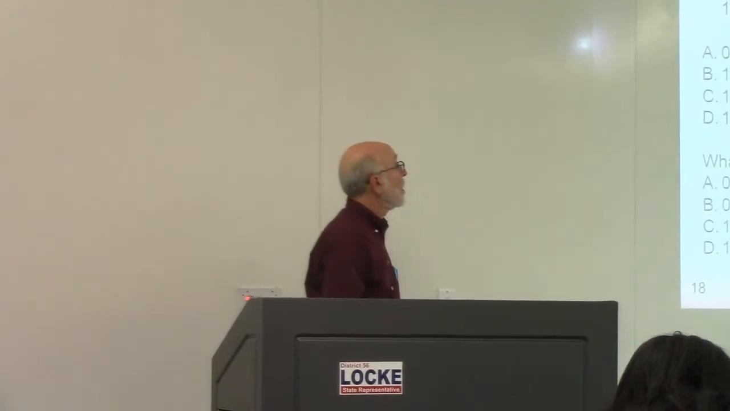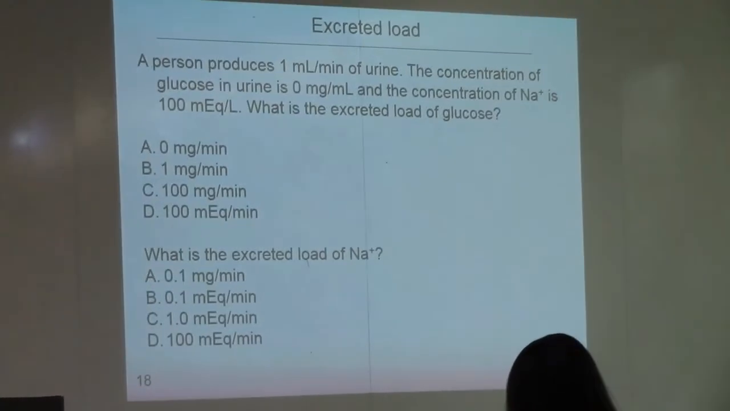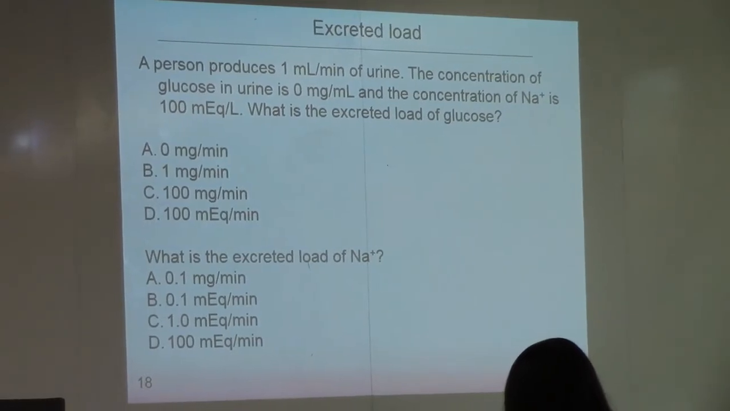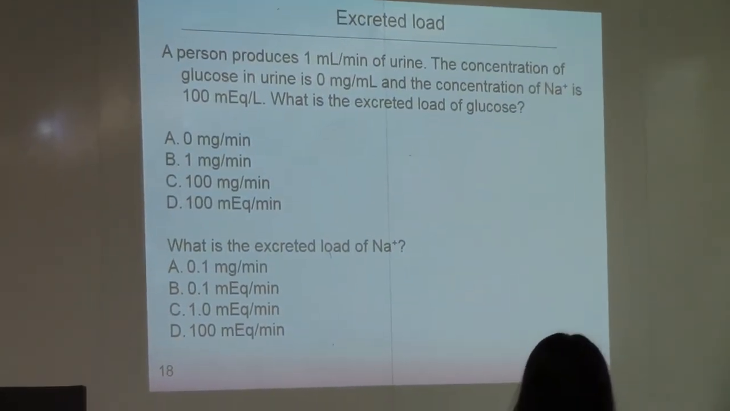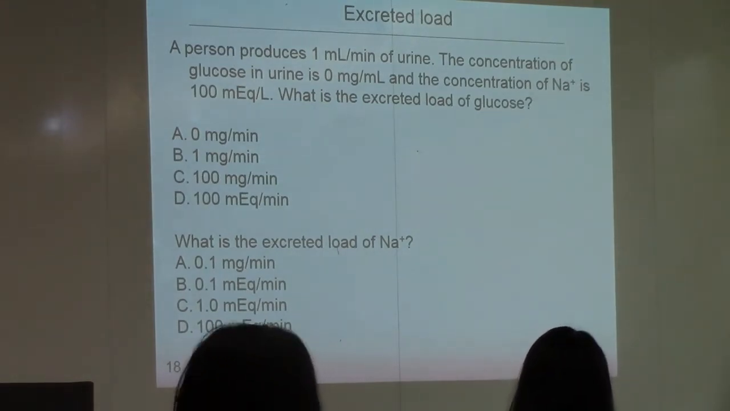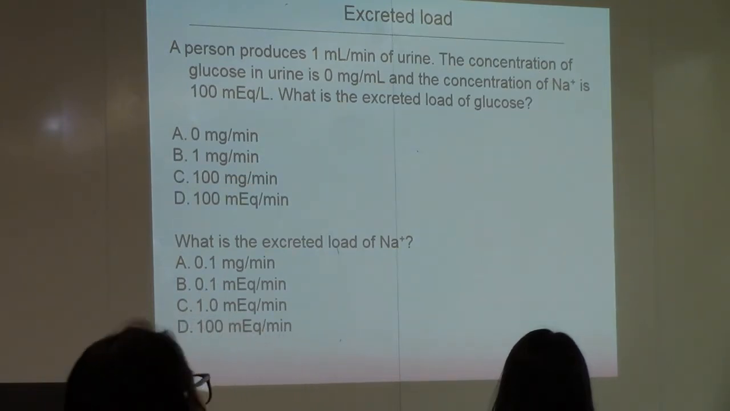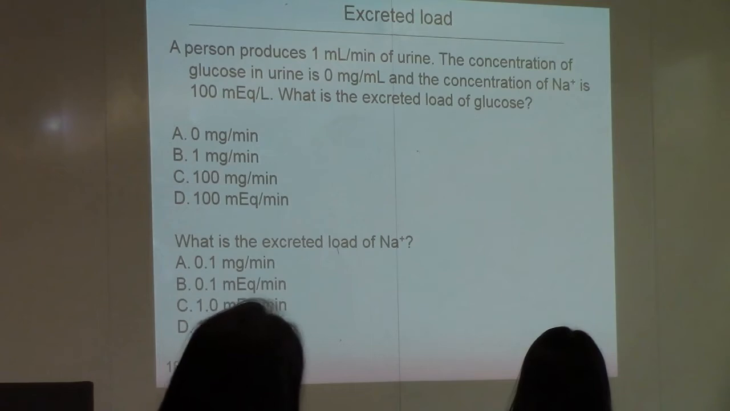So let's do some quick questions with excreted load. A person produces 1 mil per minute of urine. That's typical. That's what's happening in all of us right now. Those of you who are drinking water robustly are probably generating more than 1 mil per minute of urine. The concentration of glucose in urine is 0 milligrams per mil, normally, unless you have diabetes. And the concentration of sodium is 100 milliequivalents per liter.